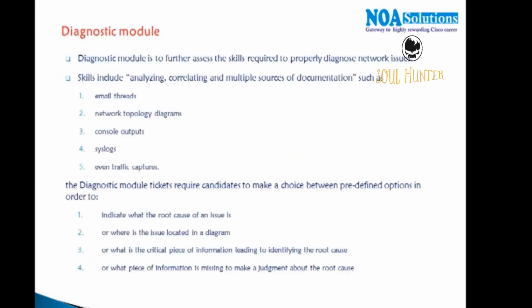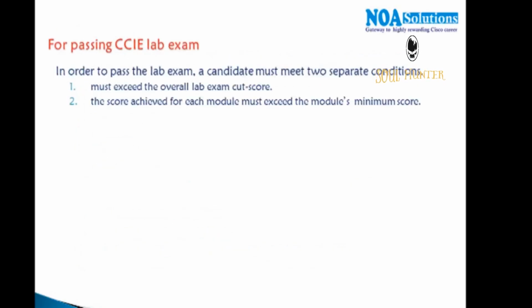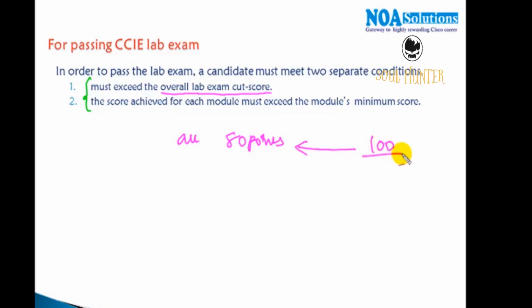Now, the next thing we need to know is the conditions to pass your CCIE lab exam. In order to pass, there are two major conditions you have to meet before you will be declared as a pass. The first condition is the overall lab exam score. Let's take an example. Let's say you need to get 80 points out of 100 in order to pass your CCIE exam. That is the overall score.